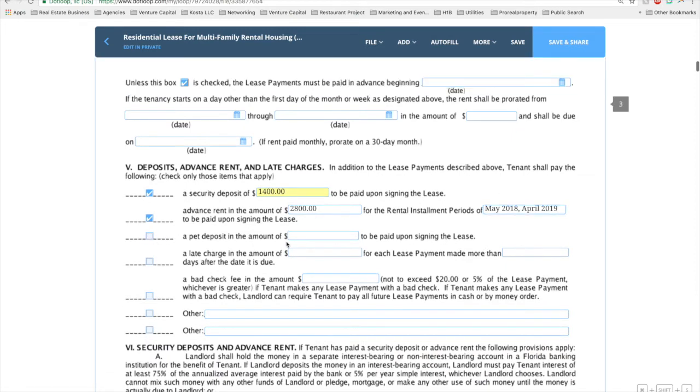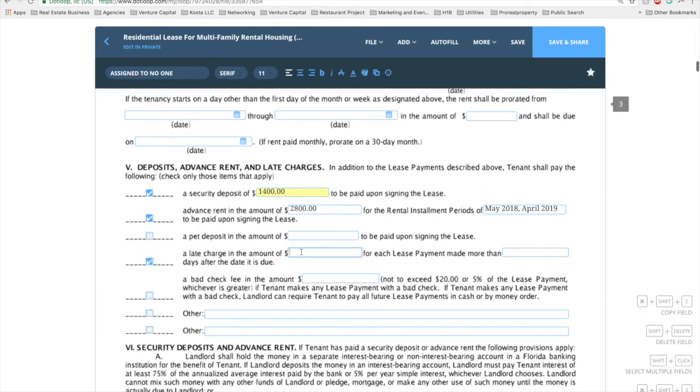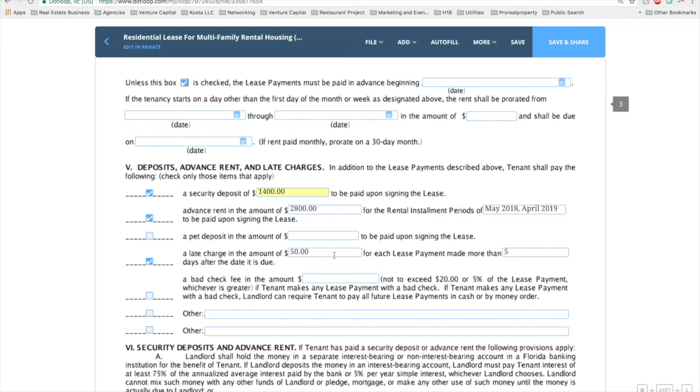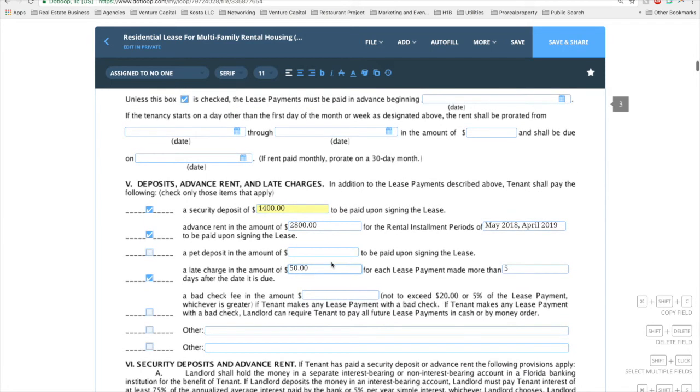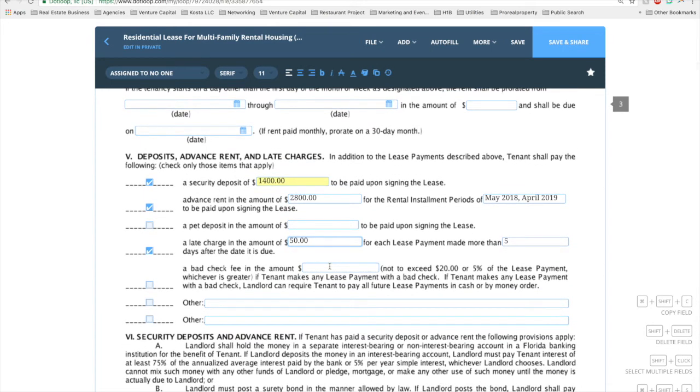Pet deposit, there are no pets. Late charge. So late charge in the amount of $50 for each lease payment made more than 5 days after the date it is due. I mean, this is up to you and up to the landlord. Landlord or listing agent for the landlord may have a certain amount in mind, but because we are preparing the contract for the tenant, I think this is a fair amount for both sides.